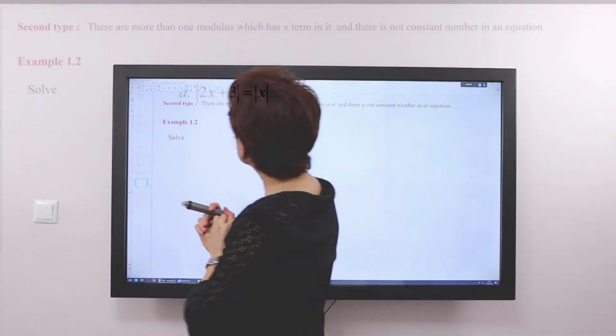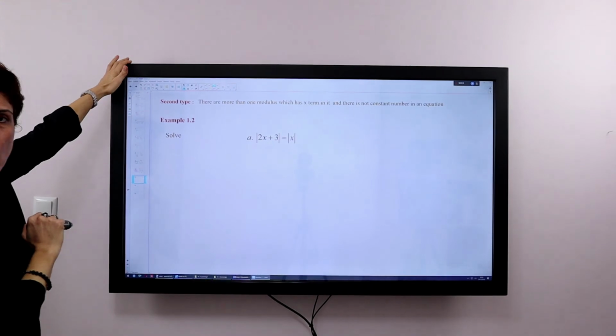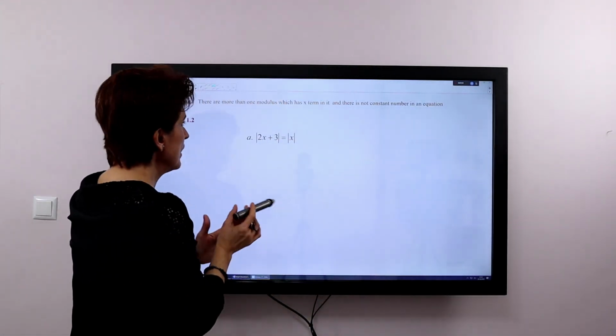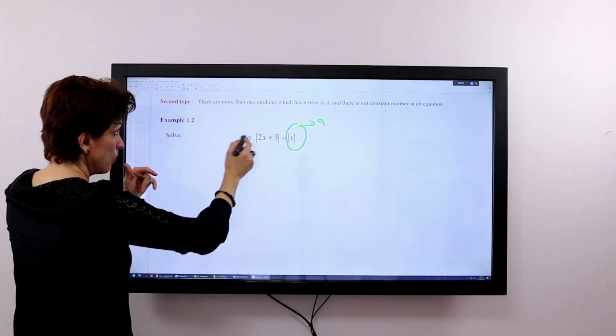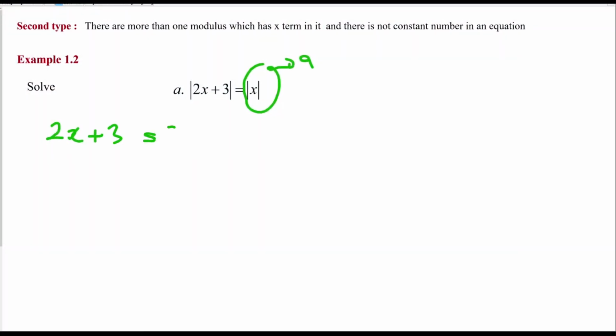Okay, another type, second type. There is more than one modulus here, which has an x term in it, right? There is no constant number in an equation like this. Okay, dear students, again we will use the same approach. This is a positive number, like a. How many possibilities do we have inside? Positive a, negative a. I mean like this: 2x + 3x, you will solve this one, or 2x + 3 is negative. Same approach you will use.